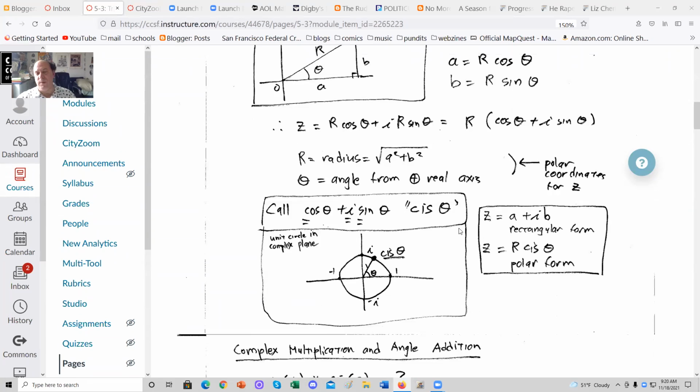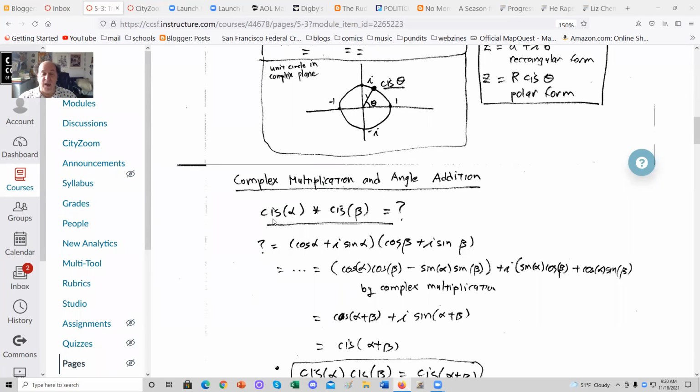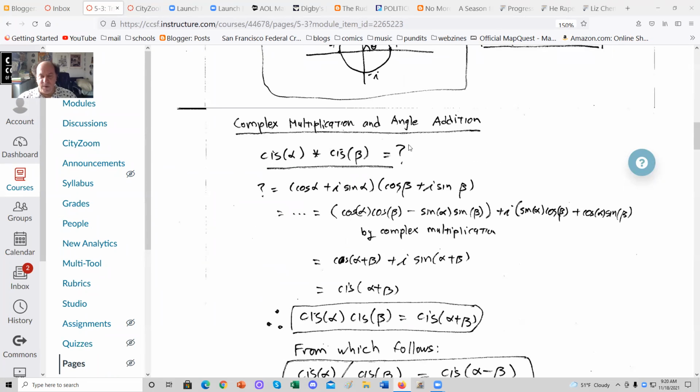Now the advantage of this polar form of the complex numbers is that it makes multiplication really quite easy, because look what happens when we multiply cis alpha times cis beta. Cos alpha plus i sine alpha, cos beta plus i sine beta. After you multiply, and i squared equals -1 and so on, you get cos alpha cos beta minus sine alpha sine beta, that's the real part, plus i times sine alpha cos beta plus cos alpha sine beta.